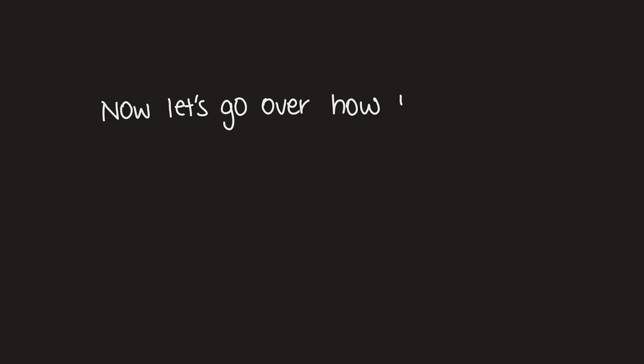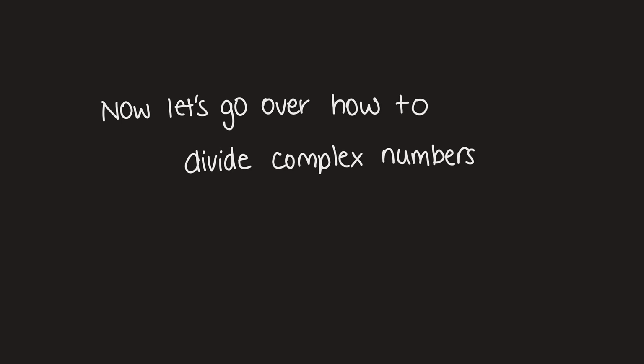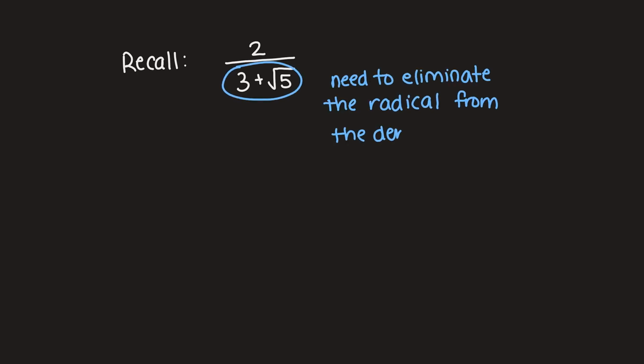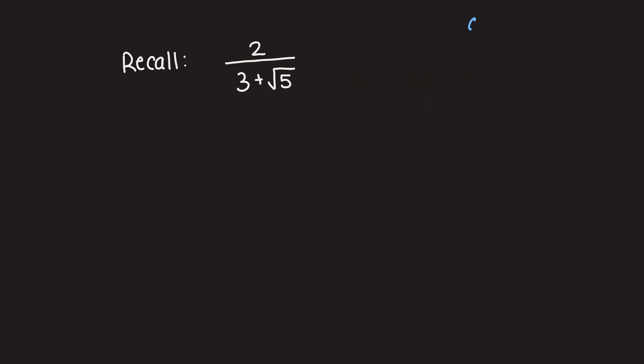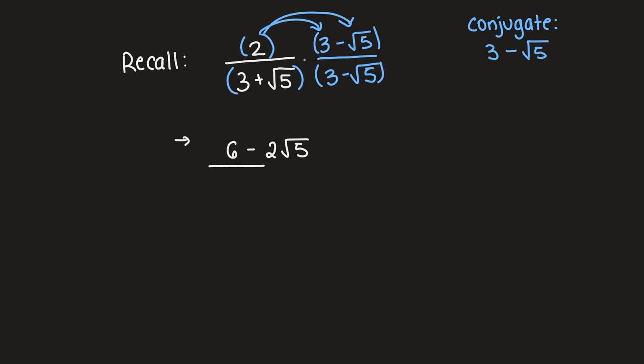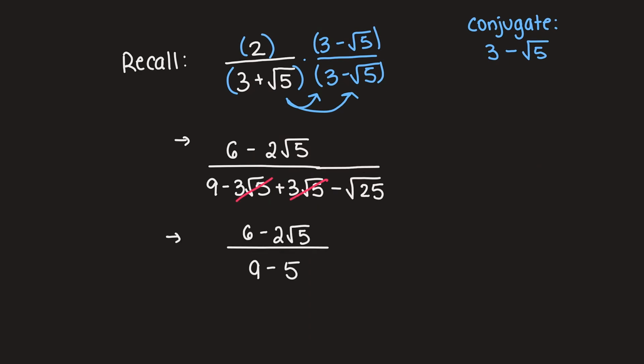Okay, now let's go over how to divide complex numbers. So recall that in order to simplify 2 over 3 plus square root 5, we would need to eliminate the radical from the denominator. And we do this by multiplying both the numerator and the denominator by its conjugate, 3 minus square root 5. And this eventually gets rid of the radical from the denominator. So we divide complex numbers in the same way.